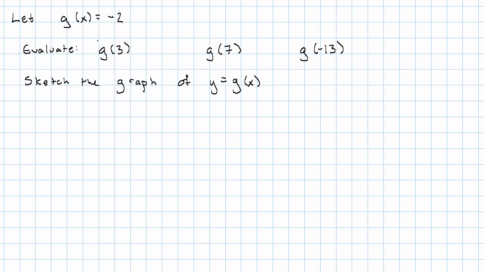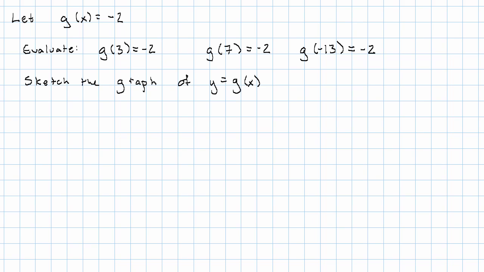Okay, well, g of x equals -2. That means whatever input we give, the output is -2. g of 3 is -2. g of 7 is -2. g of -13 is -2.